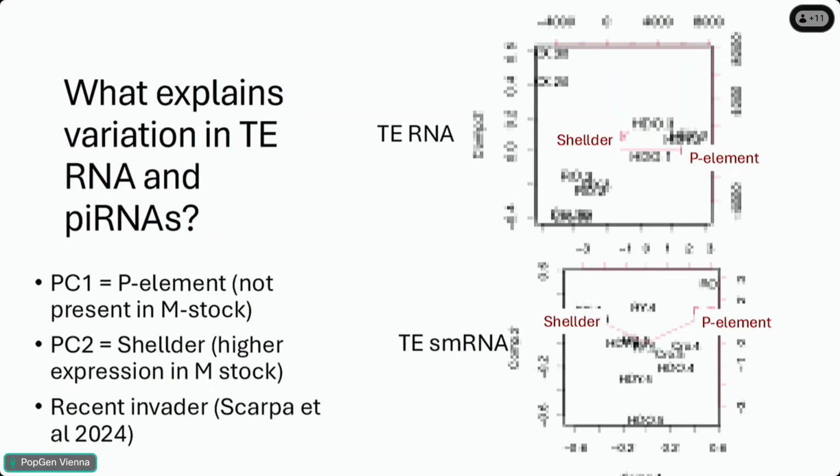This is a plot that's meant to show a vector that shows you the biggest expression difference on PC1 and the biggest expression difference on PC2. The biggest expression difference on PC1 is driven by P-element expression, and that makes sense because you have big expression differences in the P element between your dysgenic and reciprocal flies. And that's also true for small RNAs.